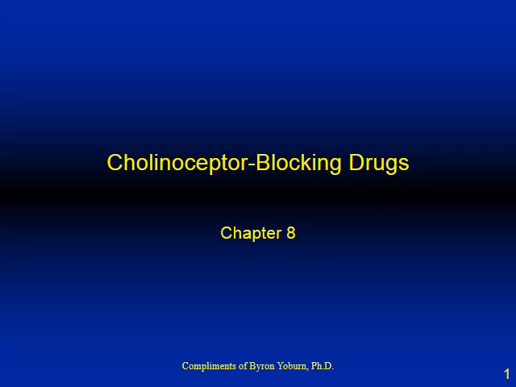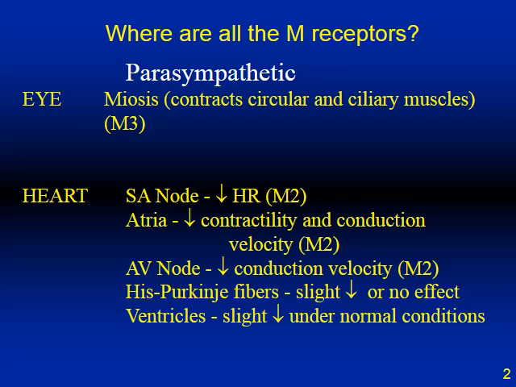Cholinergic blocking drugs. These are sometimes referred to as cholinergic antagonists, and these drugs form the subject of Chapter 8. Where are the various types of cholinergic receptors?